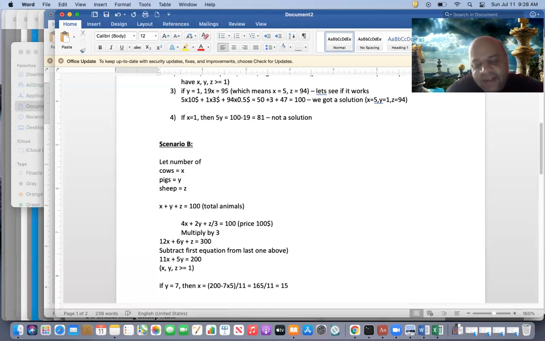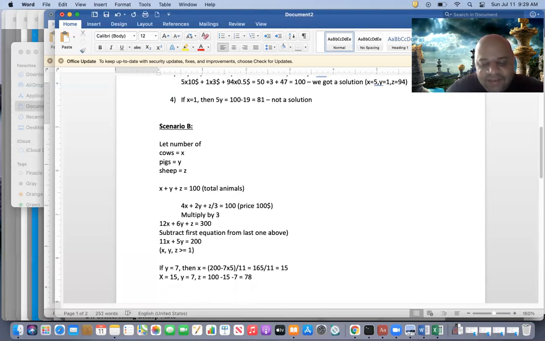Now let us see whether the entire solution works. If x is equal to 15, y is equal to 7, then 15 plus 7 is 22. So z will have to be 100 minus 22, which is equal to 78. Right? Fine.